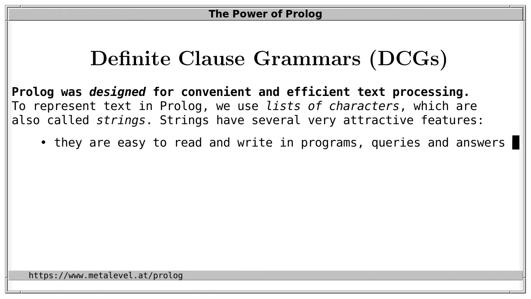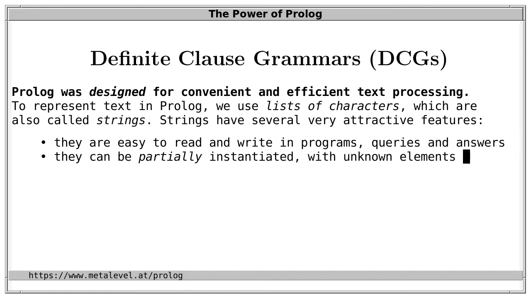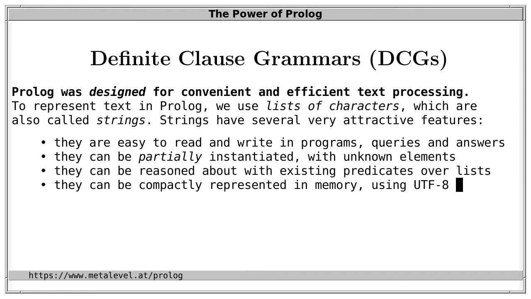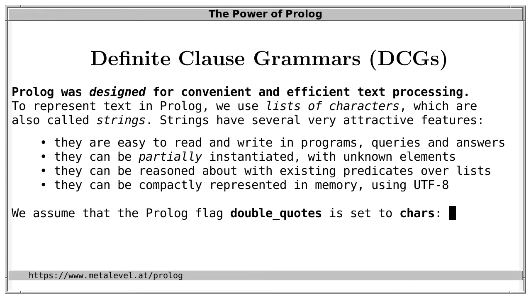First, and maybe most importantly, they are very easy to read and write in programs, queries, and answers. Second, they can be partially instantiated with unknown elements. And also, since strings are lists, we can reason about them with existing predicates over lists. So we don't have to teach and learn any additional predicates. And strings are also great from a performance perspective, because they can be very compactly represented in memory, using, for example, UTF-8 encoding internally.